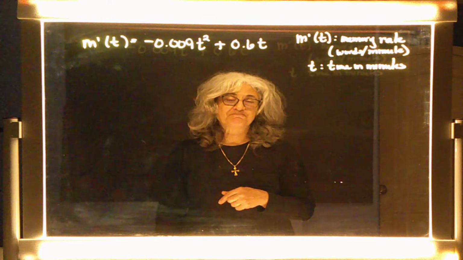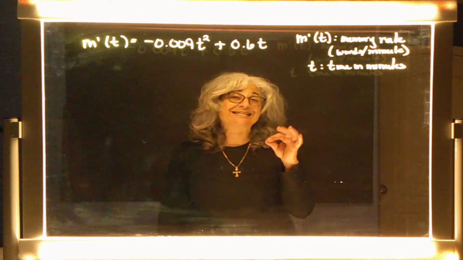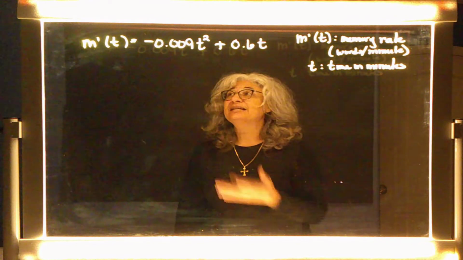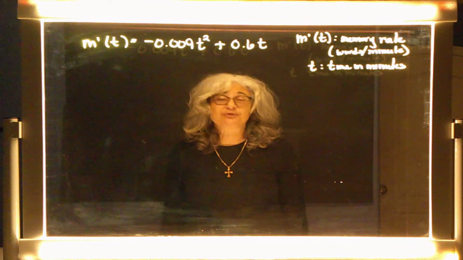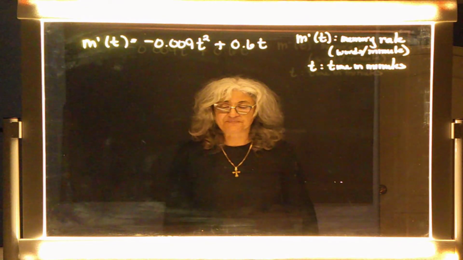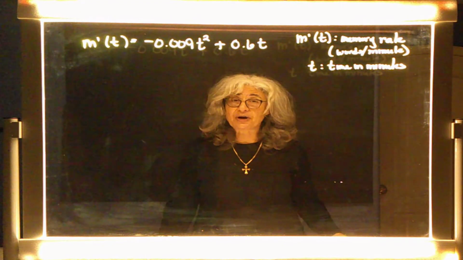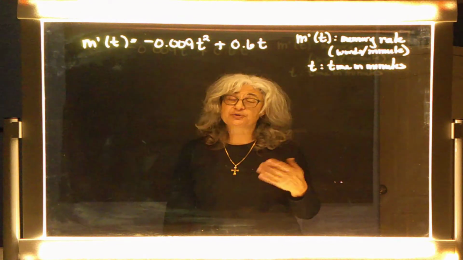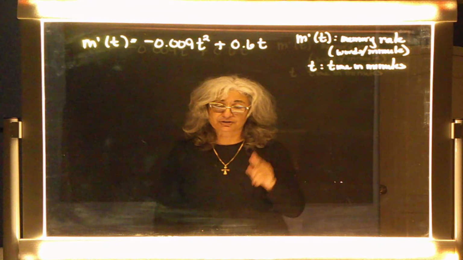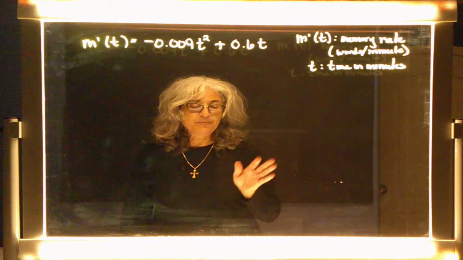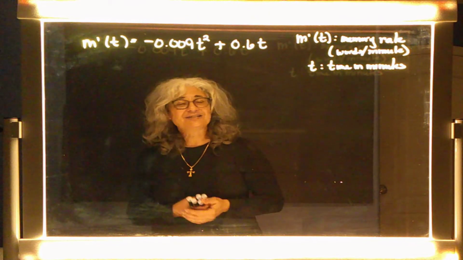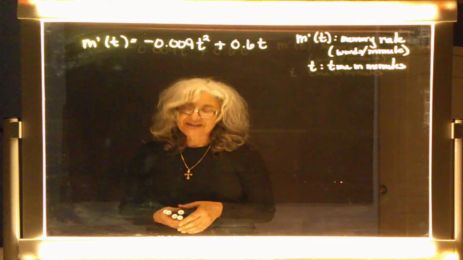Okay, did you read the next one? Let's look at it again. Suppose that in a memory experiment, the rate of memorizing is given by this derivative. No surprise, negative 0.009 t squared plus 0.6 t, where that m prime of t is the memory rate, in words per minute, and t is in time, which is also in minutes, which is a good thing. Their question is, how many words are memorized in the first 10 minutes? Well, got an idea of what you're supposed to do? Yeah, here we go again.